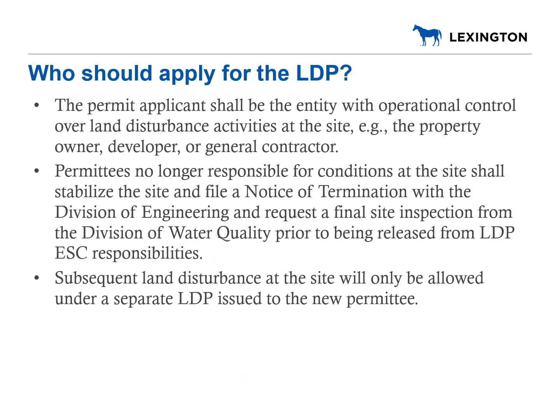The permit applicant shall be the entity with operational control over land disturbance activities at the site, for example, the property owner, developer, or general contractor. Permittees no longer responsible for conditions at the site shall stabilize the site and file a notice of termination with the Division of Engineering and request a final site inspection from the Division of Water Quality prior to being released from LDP ESC responsibilities. Subsequent land disturbance at the site will only be allowed under a separate LDP issued to the new permittee.